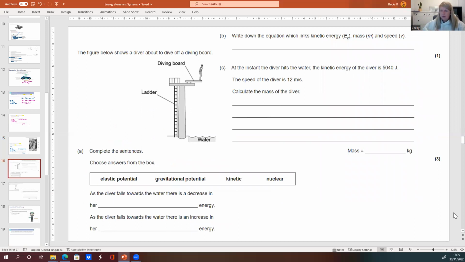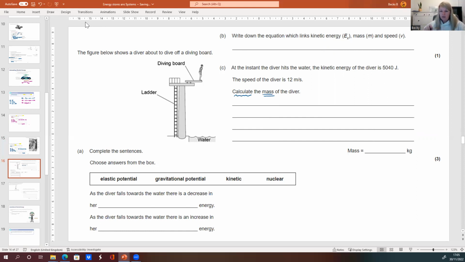So this one I'm going to let you have a go at first, but then I'm going to use it sort of as a worked example, because here, this bit you can do part A and part B. You'll absolutely smash that. But what I'm going to say here is, look at the command word calculate, but this time we're calculating the mass of the diver. But start the process the same.